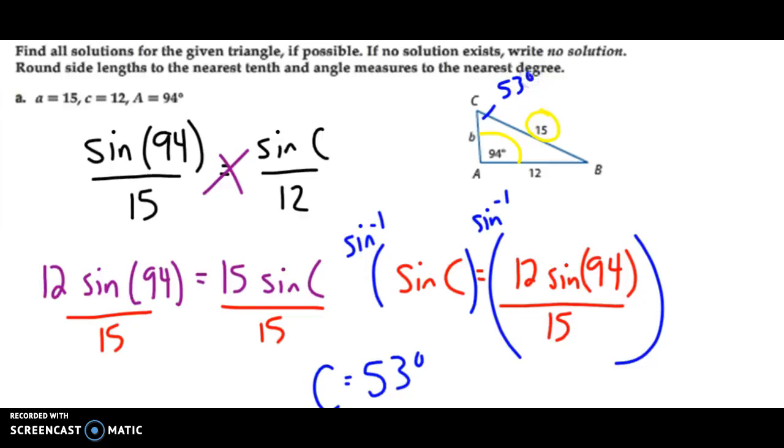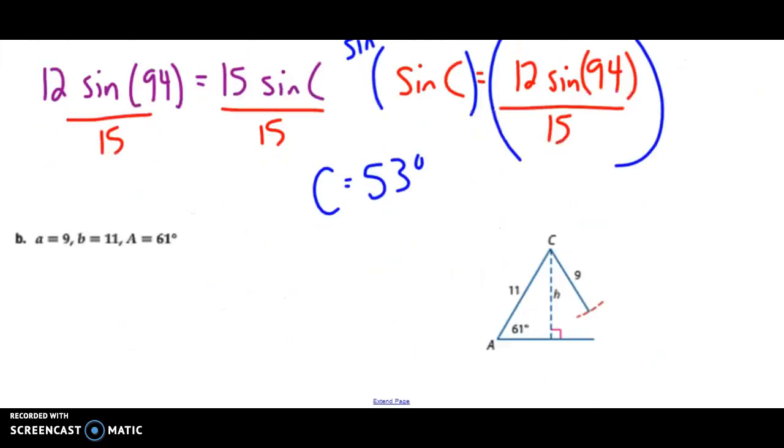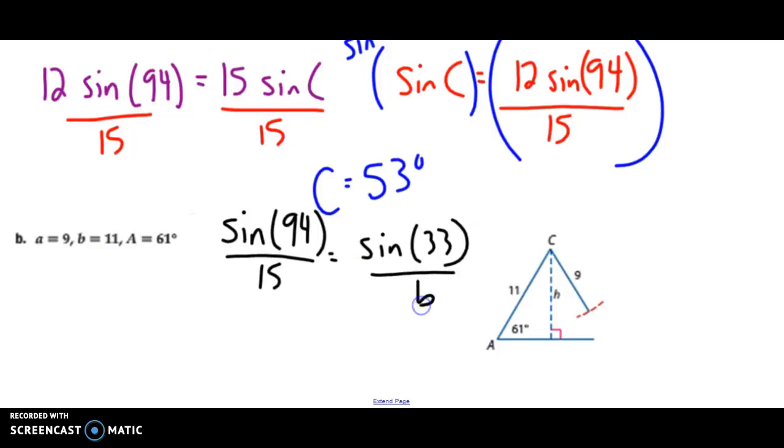And so then I can find angle B pretty quick. Okay, remember I would do 180 minus 53 minus 94. I do that on my calculator. And I find out that angle B is then 33 degrees. And so I'll use that information, that that's 33 degrees, to find the missing side of B. And so I'd say sine of 94 over 15 is equal to sine of 33 over b.